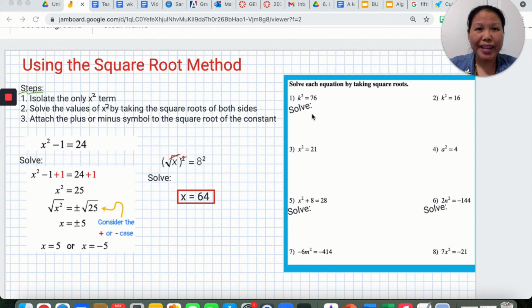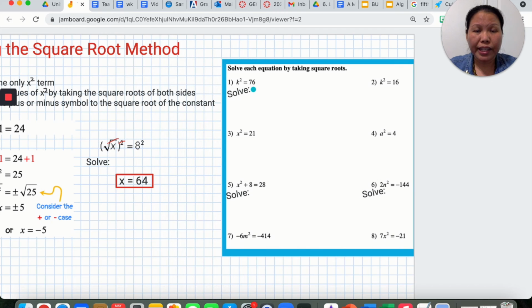We will go ahead and show you some guided practice. We will do 1, 5, and 6. The rest will be your assignment. To practice, make sure that you check the answers. K squared equals 76. What I will do to solve it is take the square root on both sides.